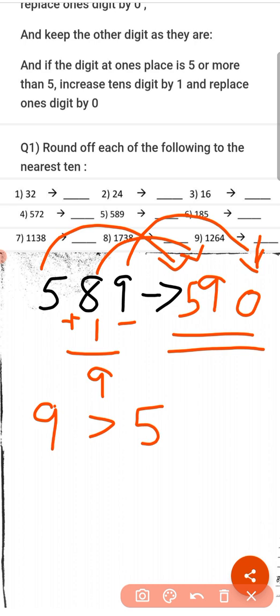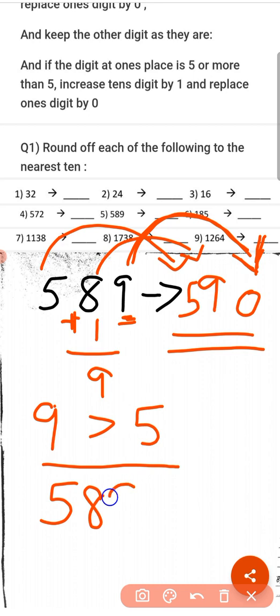Okay. So children, here our question is 589. When we are rounding this number to nearest 10, check the digit at the ones place, which is 9. 9 is greater than 5. So first replace 9 by 0. 9 ne maati 0 akka. Then add 1 to the digit at the tens place. 8 plus 1 is 9. So 8 becomes 9 and write the remaining digit, that is digit at the hundreds place. So our answer is 589 becomes 590. Clear?